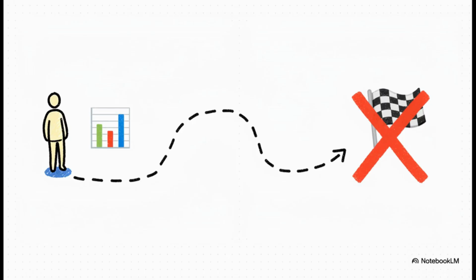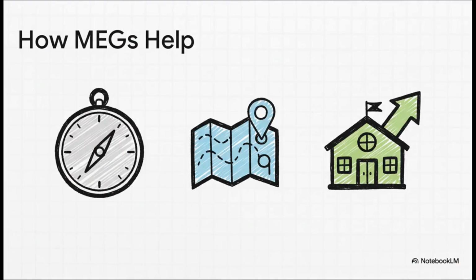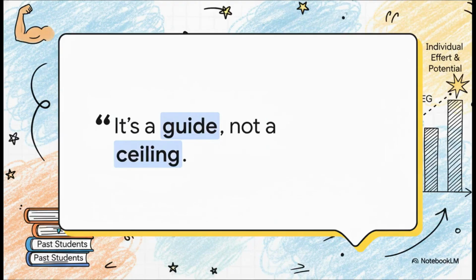So if it's not a prediction and it's not a limit, then what is it actually for? Why do schools even use them? Well, it's meant to be a tool, not a rule. For your teachers, it's a useful guide to help them plan lessons and figure out where you might need a little extra support. For you, it can give a rough idea of how you're doing compared to the national picture. And for schools, it helps them see if they're helping students make good progress. It's just a signpost. Let that one sink in. Your MEG is there to help guide the way and maybe motivate you, but it is never, ever there to put a ceiling on your ambition.